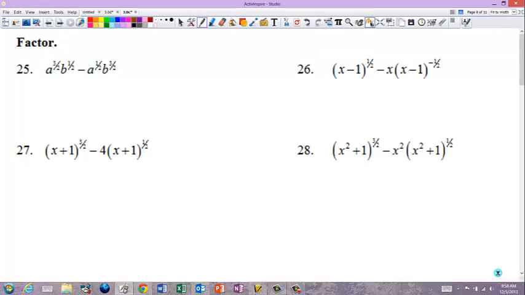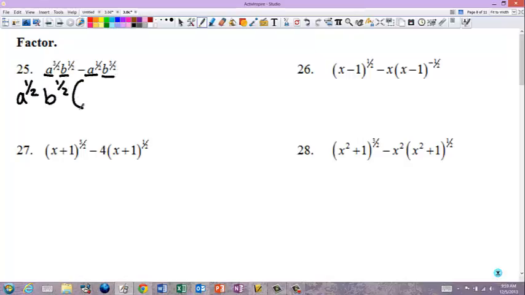Now, factoring is a little tricky. If you think about what you do when you factor, is you take out the greatest common factor, the thing that's common to both, and you take the biggest one. So the biggest thing that's common to both of these is a to the 1/2. So I can take an a to the 1/2. And then if I look at my b's, the biggest thing I can take is b to the 1/2.